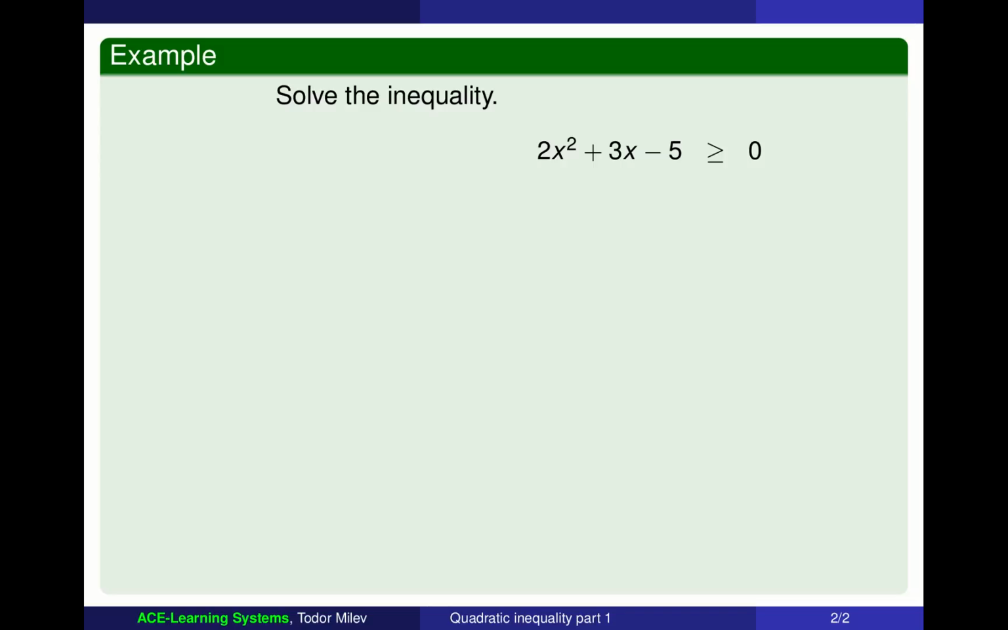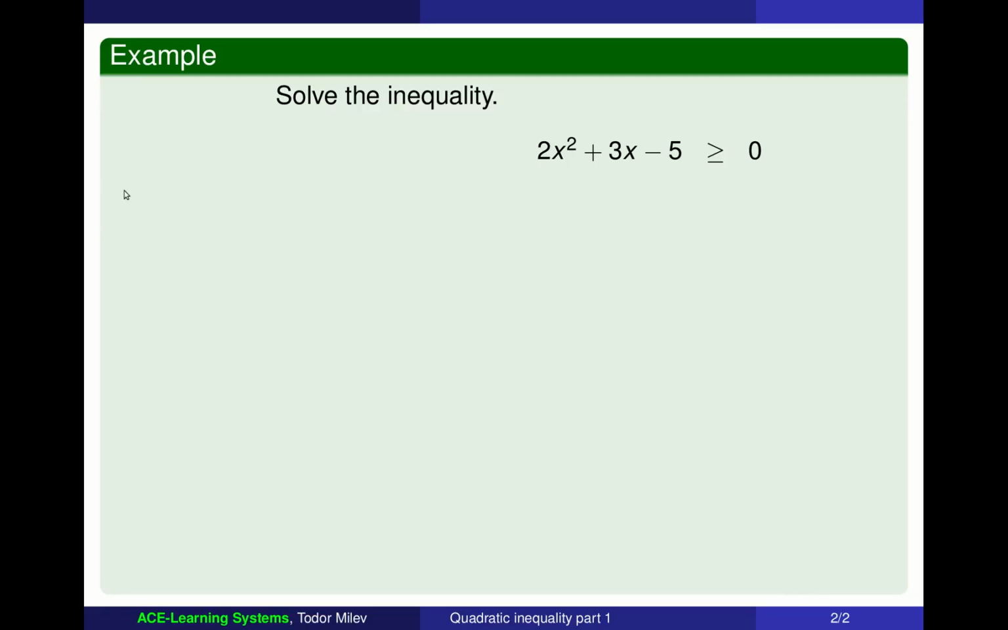In this example, we're going to learn how to solve a polynomial inequality. More precisely, we're going to solve a quadratic polynomial inequality: 2x squared plus 3x minus 5 greater than or equal to 0. Before we get into the details of the solution, let's first lay out a clean strategy for solving arbitrary polynomial inequalities.